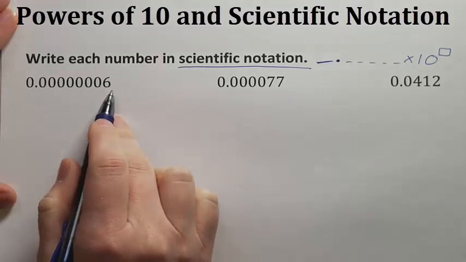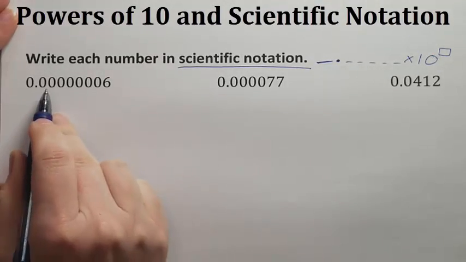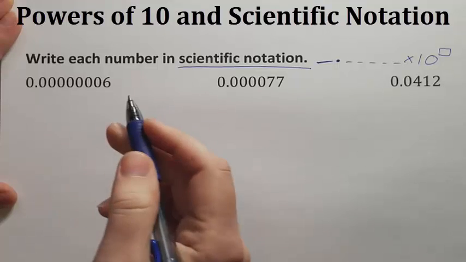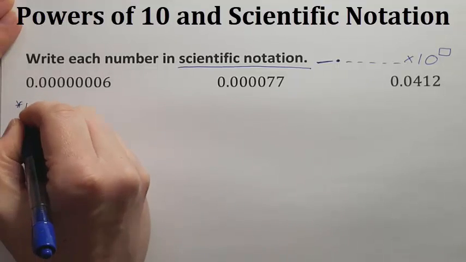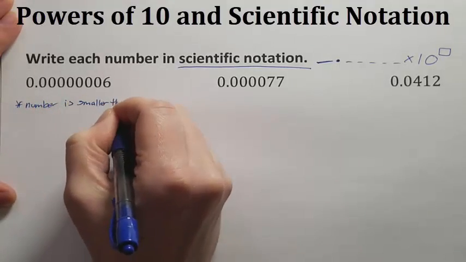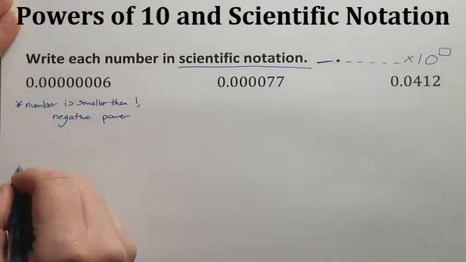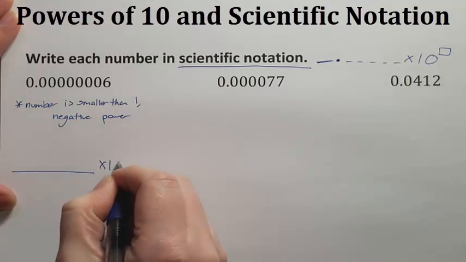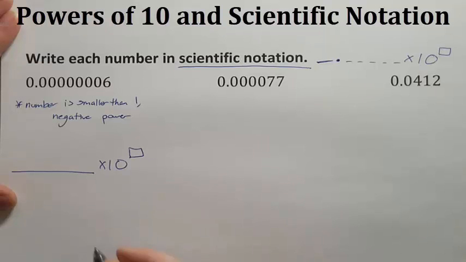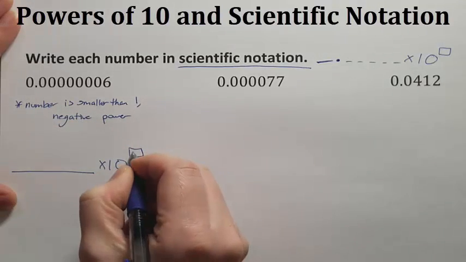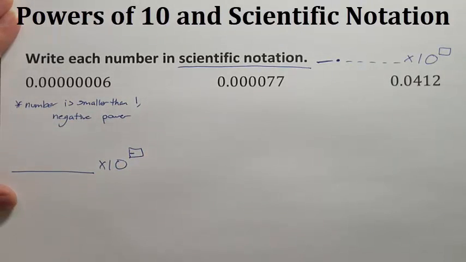I see that my number is smaller than 1. If my number is smaller than 1, the exponent is going to be negative. So I have something times 10 to an exponent. I'm smaller than 1, which means my exponent is going to be a negative number.